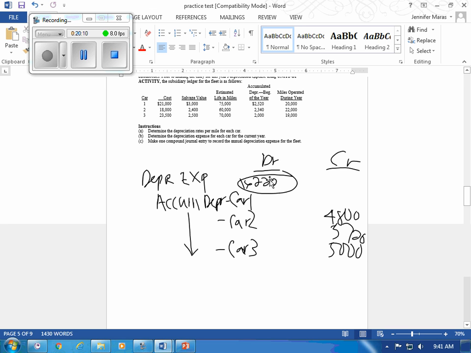Now, if you did them each separate, like one for car 1, one for car 2, one for car 3, technically that would be wrong because they asked for a compound entry, but I'm not ruthless either. You know what I mean? And you can tell this was all focused on units of activity.